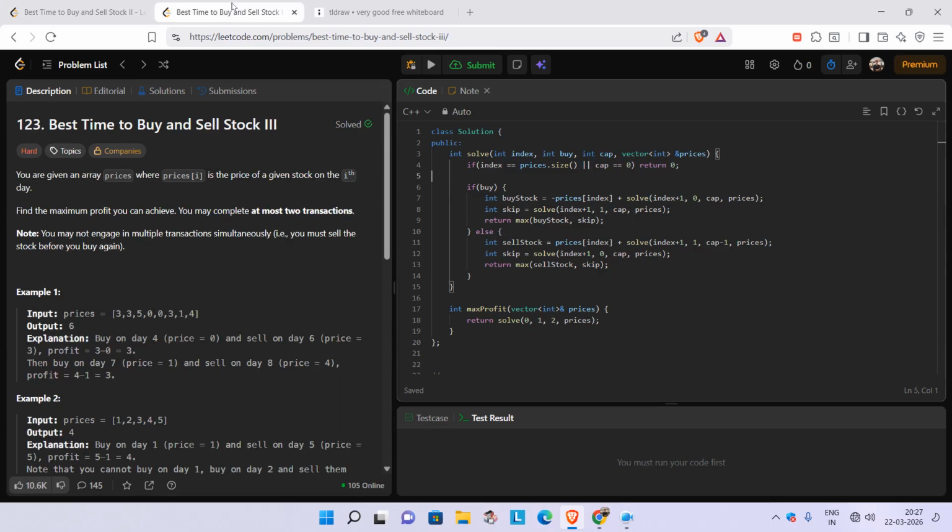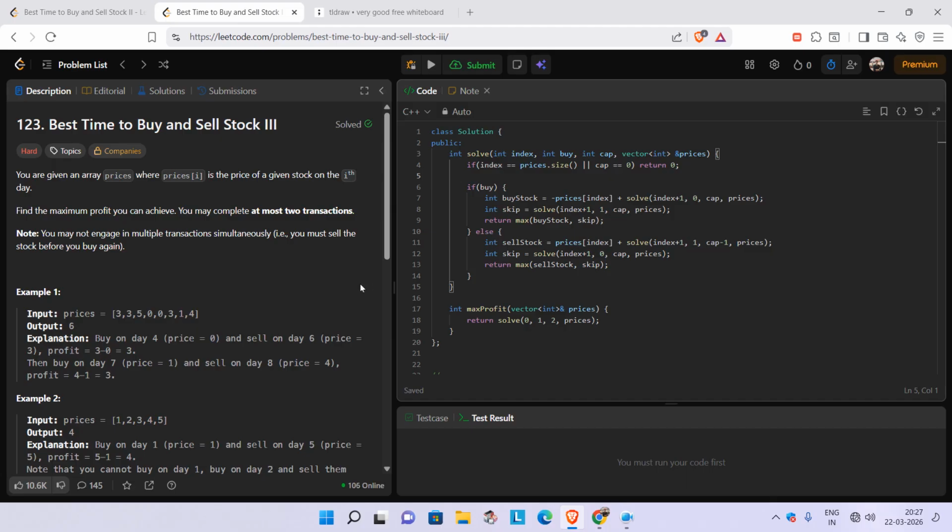But now in this question, Buy and Sell Stock 3, we are given stock prices, but we have a constraint that we can do at most 2 transactions. So we need to buy and sell those stocks such that our profit is maximum, but keep in mind that only at most 2 transactions are possible.